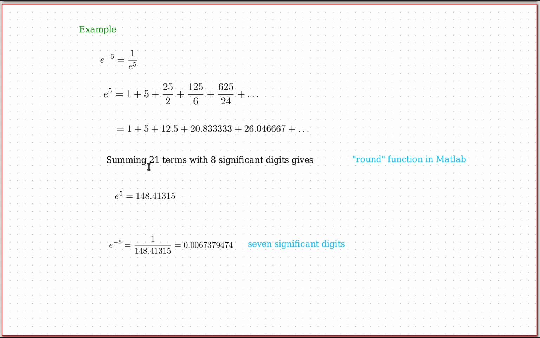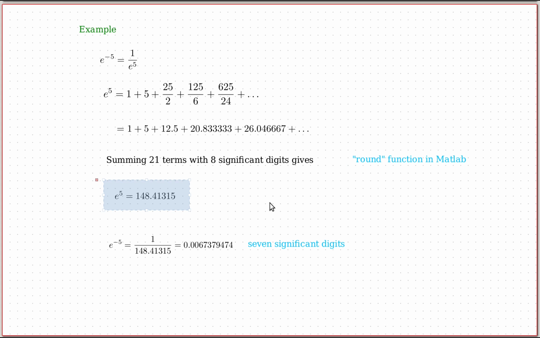Now, I actually used MATLAB to simulate adding 21 terms of this power series, each term to 8 significant digits. There's a round function in MATLAB that you can use for this kind of thing, so you can tell it to round a number to a certain number of significant digits, or different options that it takes to round numbers. So I used that to add up the first 21 terms of the power series, but only to 8 significant digits, right? Normally, MATLAB would, of course, add them to that 64-bit accuracy, right? But I intentionally made it less accurate, and it came up with a value for e to the 5th of 148.41315, right?